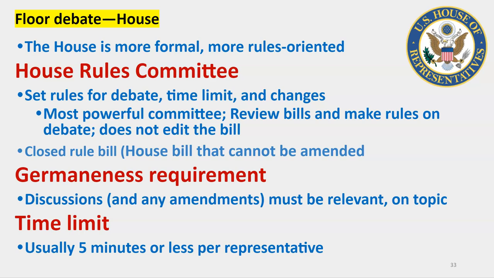And they're not editing the bill. They're just determining the rules for debate, the schedule for those debates. How many members can speak on each side of the aisle on these bills? Is it a closed rule bill, meaning that there are no amendments being offered? Or is it an open rule, in terms of amendments can be offered even on the floor? We don't see that as much anymore. We see more closed rule because they're really tightening their grip on legislation in order to try and get it passed. There is a germaneness requirement that we didn't see in the Senate. We do see it here.